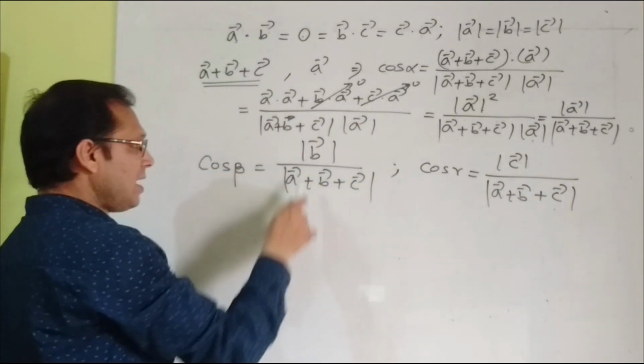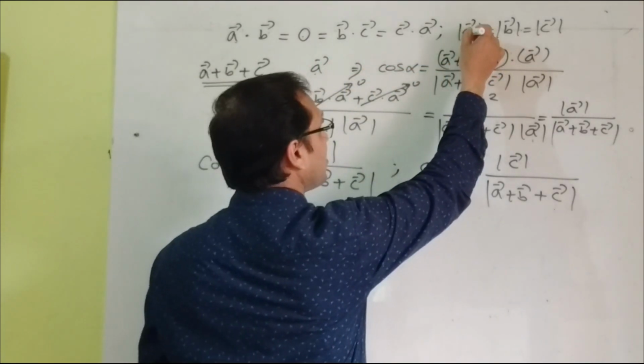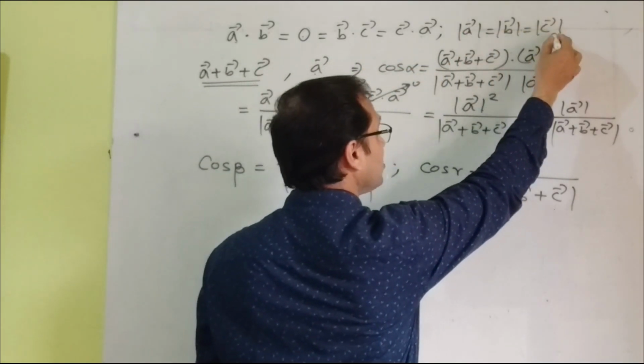Okay. Now, the second condition we saw: a vector magnitude is equal to b vector magnitude is equal to c vector magnitude.